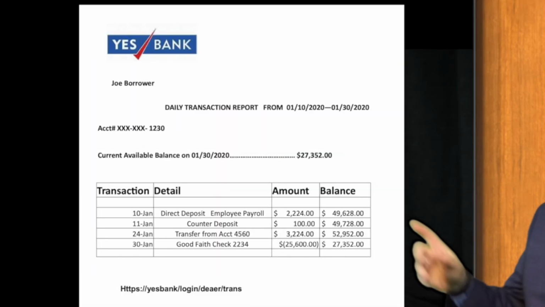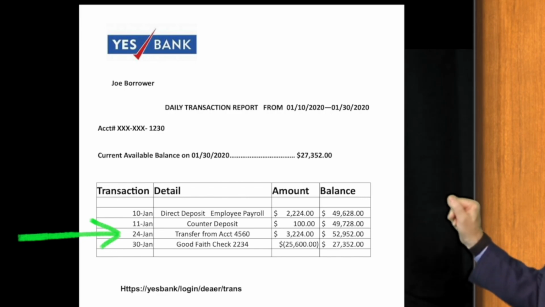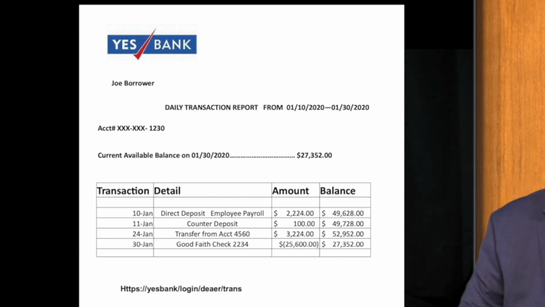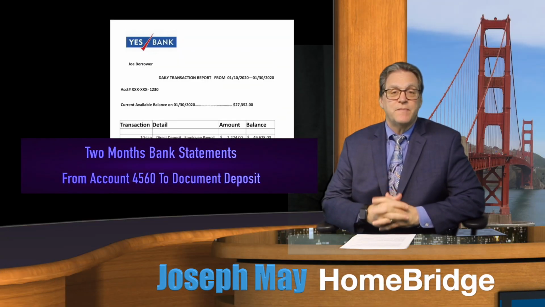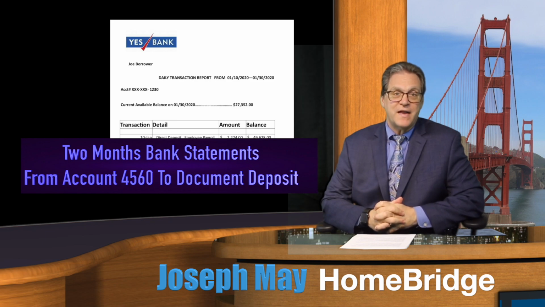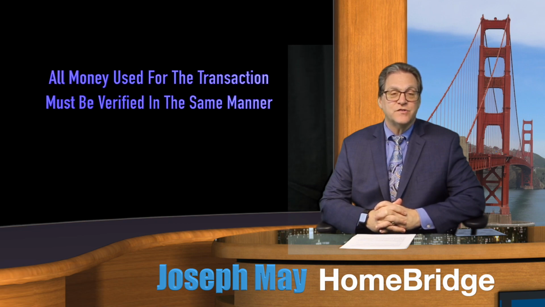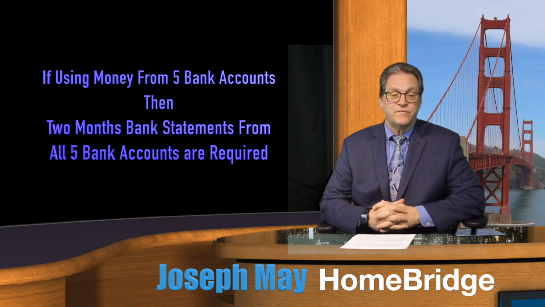Also, on this transactional report, you'll see there's a transfer from account 4560 for over $3,000. We will also need supporting documentation showing where that deposit came from. In other words, we will need to see the account 4560 2 months of bank statements to show the money coming from that account going into this account. Again, remember, we must verify all money that is going to be used in the transaction in the same manner. So if the money that you're using is in 5 different bank accounts, then we will need the same exact documentation for all 5 accounts.